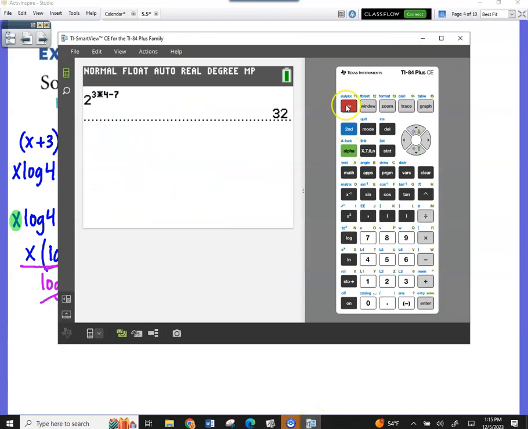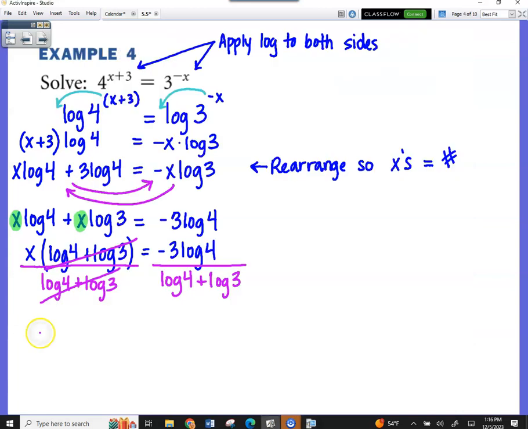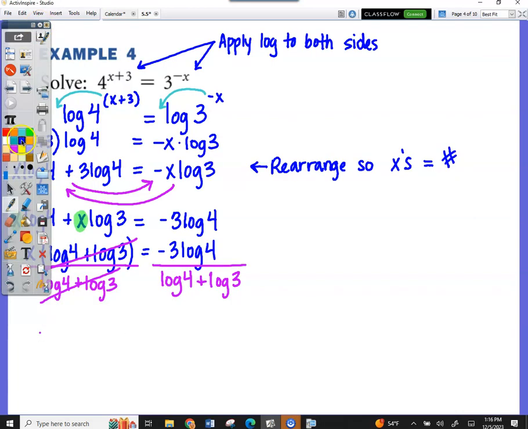So, type a fraction. We got negative 3 log 4, close the parentheses. Then we've got log 4 plus log 3. So the answer is negative 1.6737-ish. Rounded, sorry.